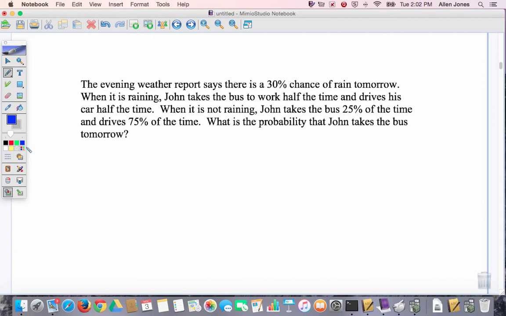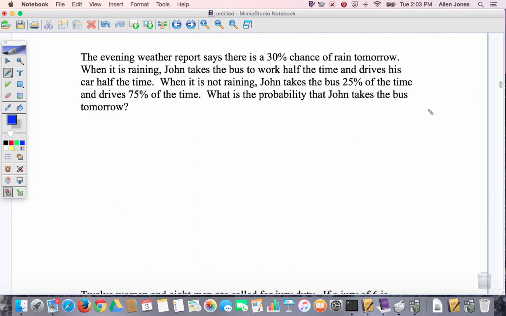Evening weather report says there's a 30% chance of rain tomorrow. When it is raining, John takes the bus to work half the time and drives his car half the time. When it's not raining, John takes the bus 25% of the time and drives 75% of the time. What is the probability that John takes the bus tomorrow? Okay, so these are sequential events. When it rains, he does 2 things. When it doesn't rain, he does 2 other things.